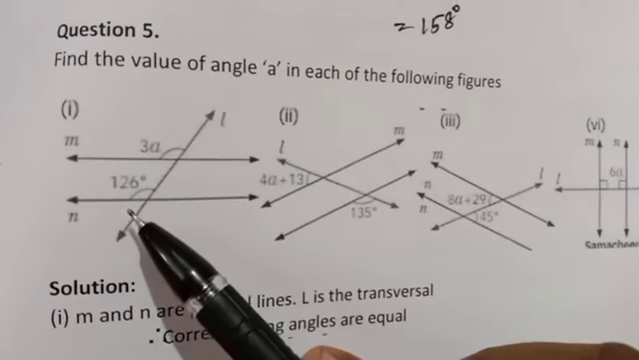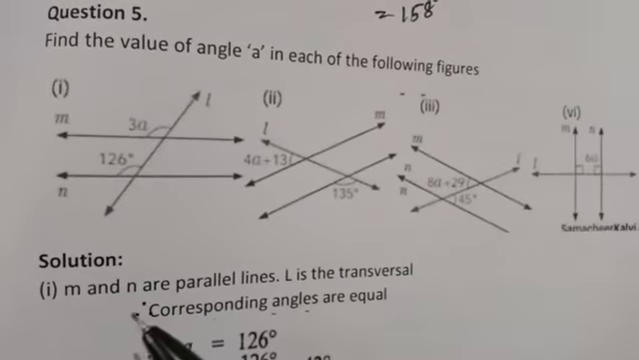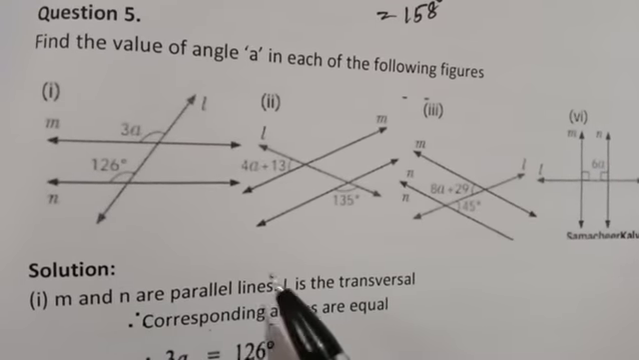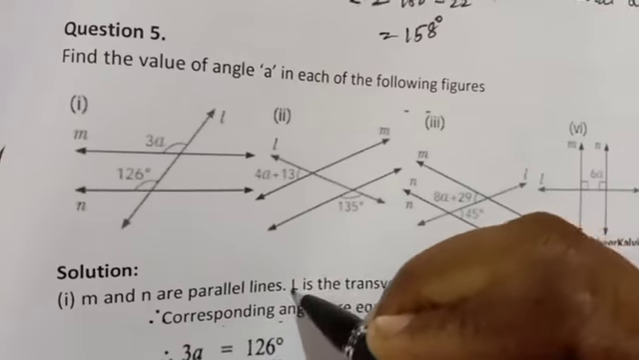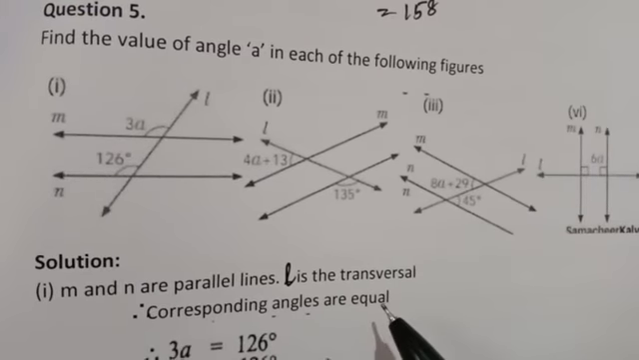Yes, these two are corresponding angles. Corresponding angles are equal, you know. Yes, you have to write. You have to follow these steps. M and N are parallel. In each problem you have to write this. M and N are parallel lines. L is a transversal. Small L you have to use. L is the transversal. Corresponding angles are equal.